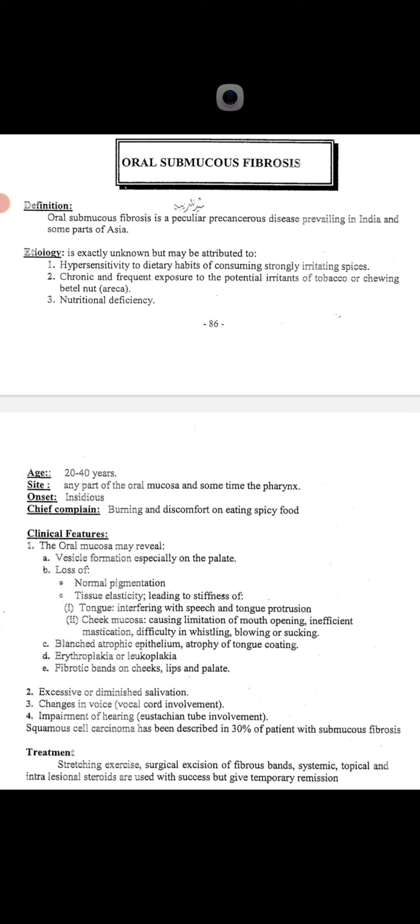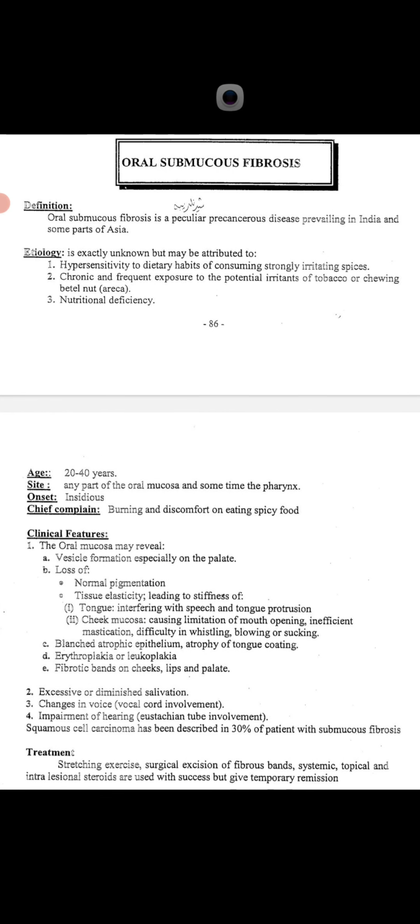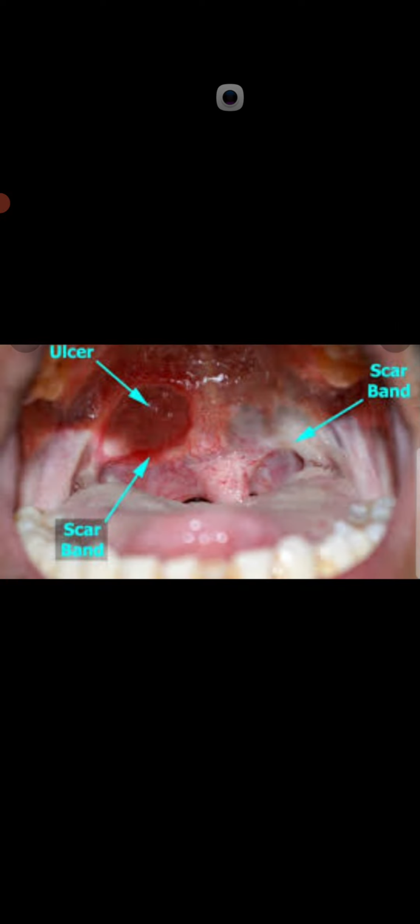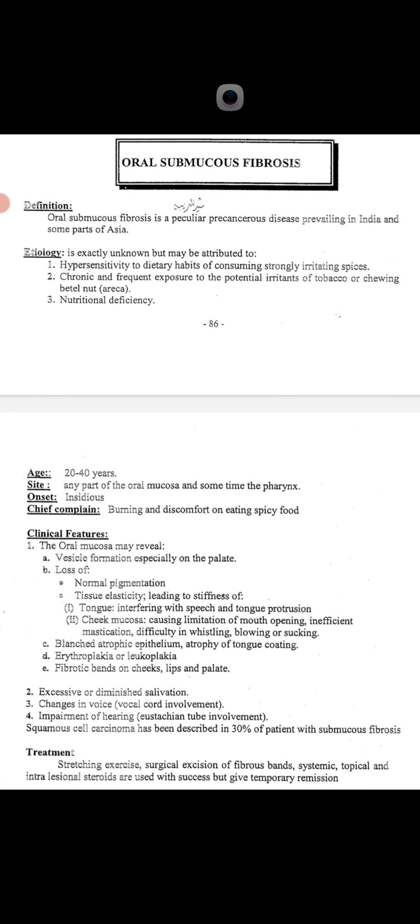Next is blanched atrophic epithelium. Blanched atrophic epithelium means there will be atrophy, and blanched means looking white. Look, the epithelium is looking white due to less blood supply in that area and due to more fibrous deposition. Next, there will be atrophy of the tongue coating.